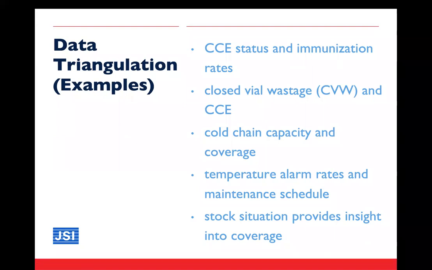As a real-time example, in Mozambique right now, there is a national level stockout of Penta, and the numbers of children immunized has dropped steadily over the past couple of months. In fact, it's heavier in some provinces than others. Knowing the stock situation can provide insight into coverage. So those are just a few examples of data that can be triangulated. If you have other ideas, please feel free to share them with our colleagues using the chat function.